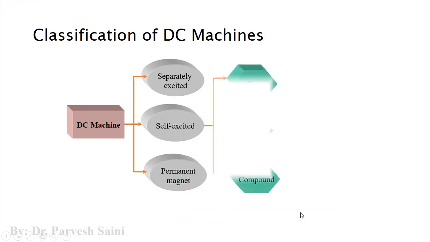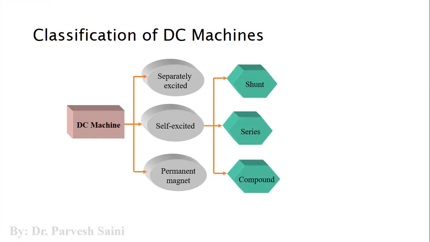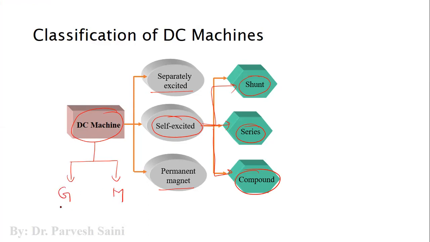Now, these machines further have categories. Separately excited is only one, permanent magnet is only one, but the self-excited is further categorized in three categories. The first one is the shunt wound, then we have series wound, then we have compound wound DC machine, or we can say shunt wound self-excited DC machine, series wound self-excited DC machine, then compound wound self-excited DC machine. Okay, so when I'm saying machine, I'm actually covering both generator as well as motor, right?